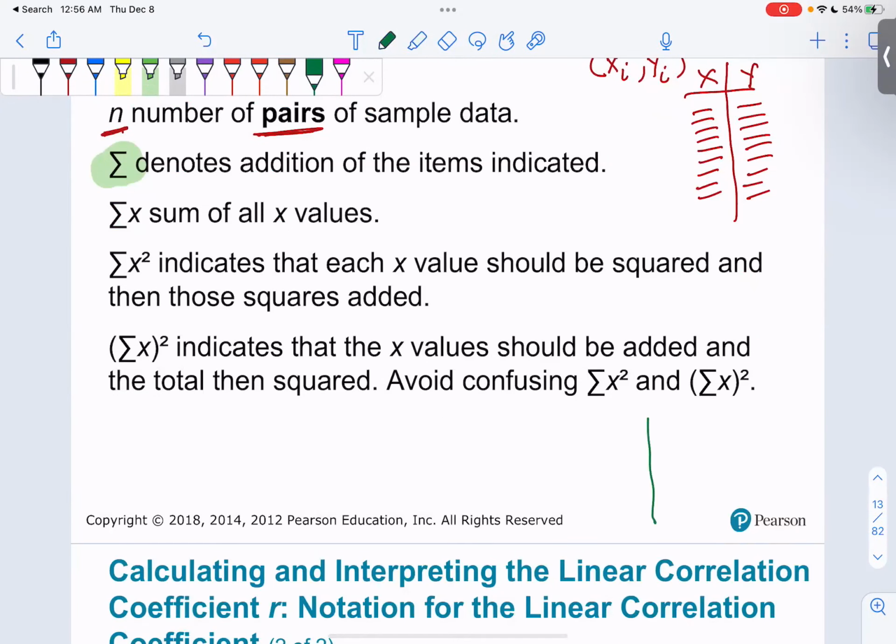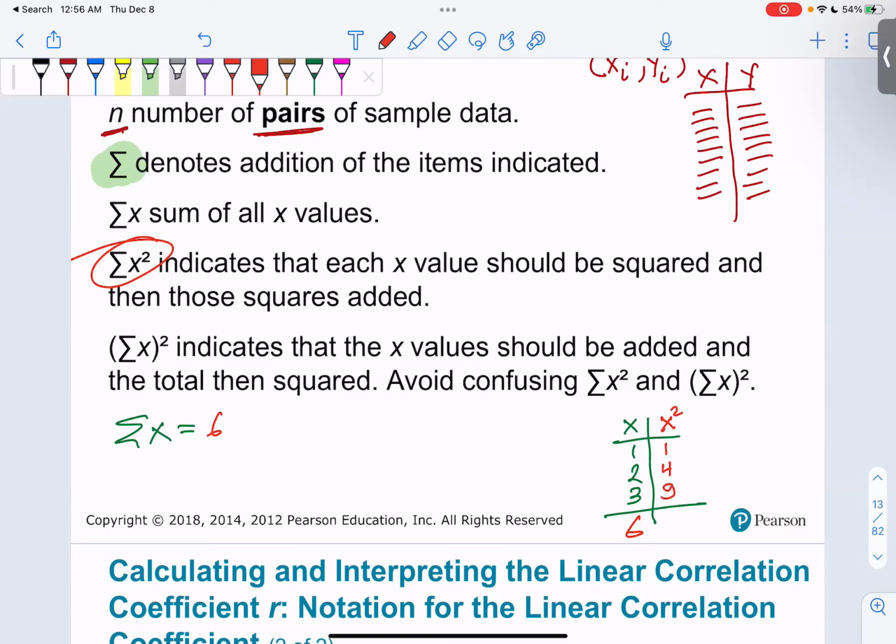This is the summation. So now if we have, for example, x values 1, 2, 3, then the summation of x will be just 1 plus 2 plus 3, which is equal to 6, right? And then for the summation of x square, we have to take the square of each value of x: 1, 2 squared is 4, 3 squared is 9, and then sum them up. So the summation of x square in this case will equal 14.